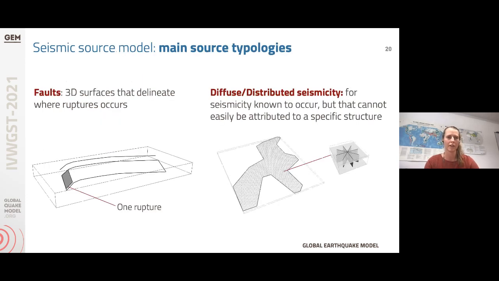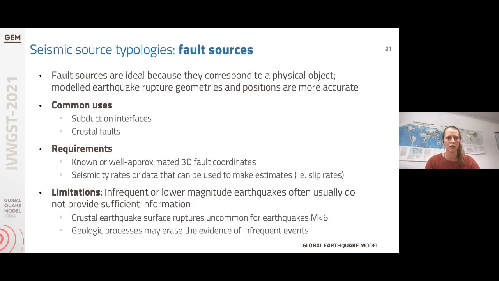So starting out with the source positions and geometries, it's important to know the main source typologies that are used in PSHA. And the first on the left here is faults. And these are 3D surfaces that are used to delineate where a rupture occurs. Secondly, we have the diffuse or distributed seismicity sources, and these are for earthquakes that are known to occur, but they can't be represented as easily by a specific structure. So what are the advantages and disadvantages of each?